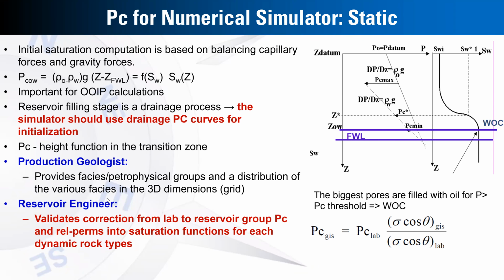But it's very important to validate the correction from lab to reservoir conditions. We have specific workflow to convert the capillary pressure measured at core lab to equivalent capillary pressure by applying specific corrections for stress and closure pressure and so on, and you can get the corresponding capillary pressure curve at reservoir conditions.